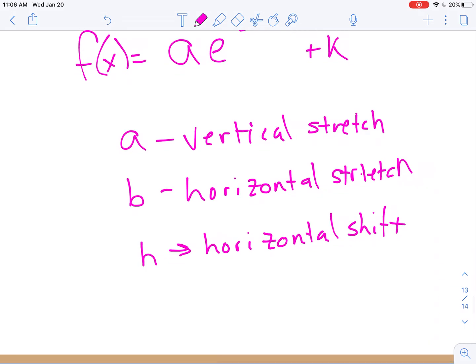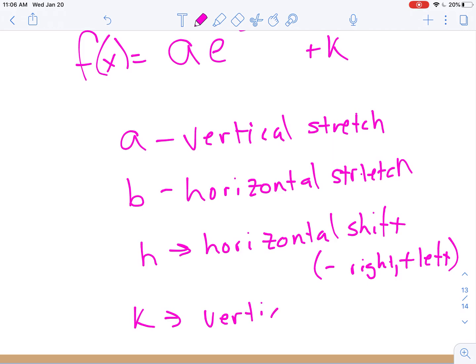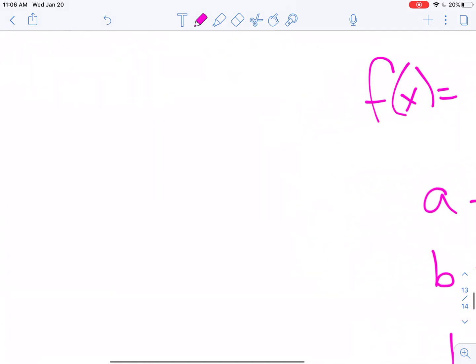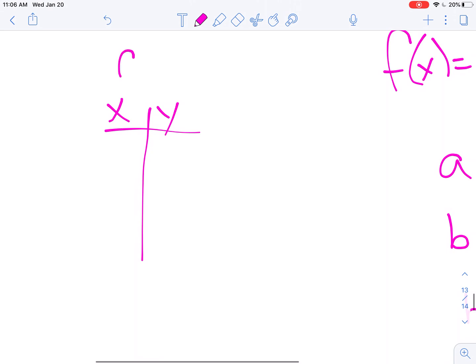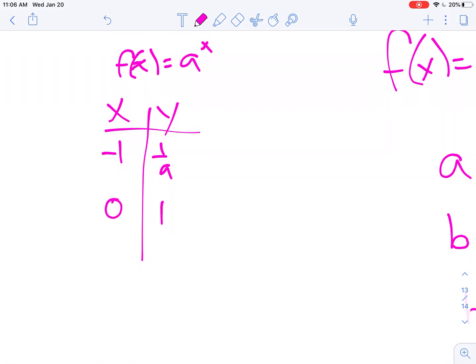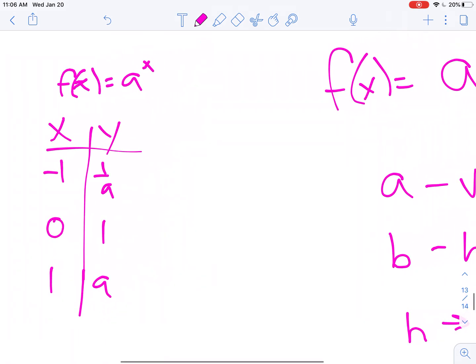And remember that with your horizontal shift, a negative goes to the right, a positive goes to the left, and then k is your vertical shift. And we remember that a negative goes down and a positive goes up. And then again, the table of values that we want to use are for our general features. If I just have f of x is equal to any generic a to the x power, your x value of negative 1 will result in a y value of 1 over a, and this is for your parent function. 0 is 1, and 1 is a. And this is for any parent function, any a value you can plug in.